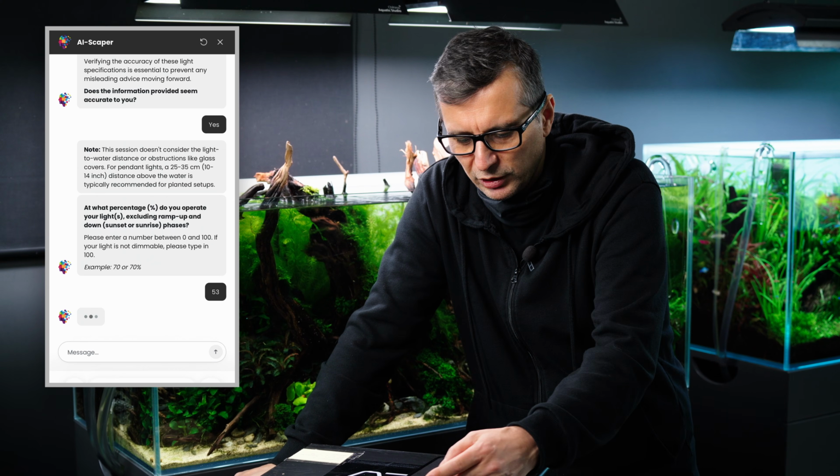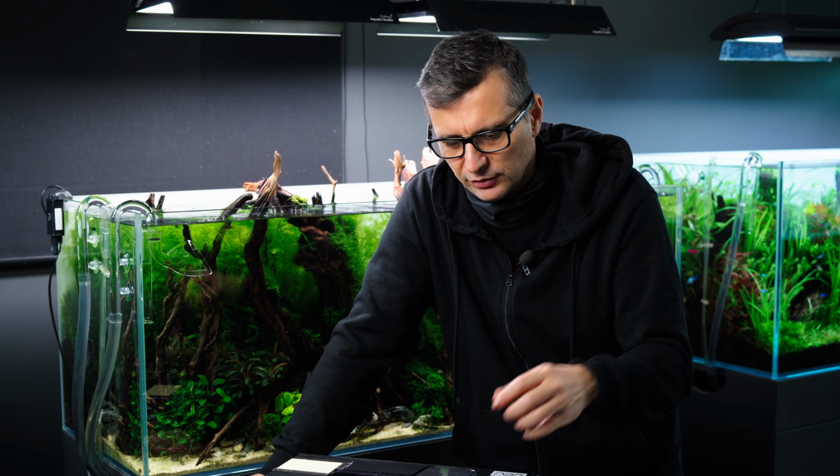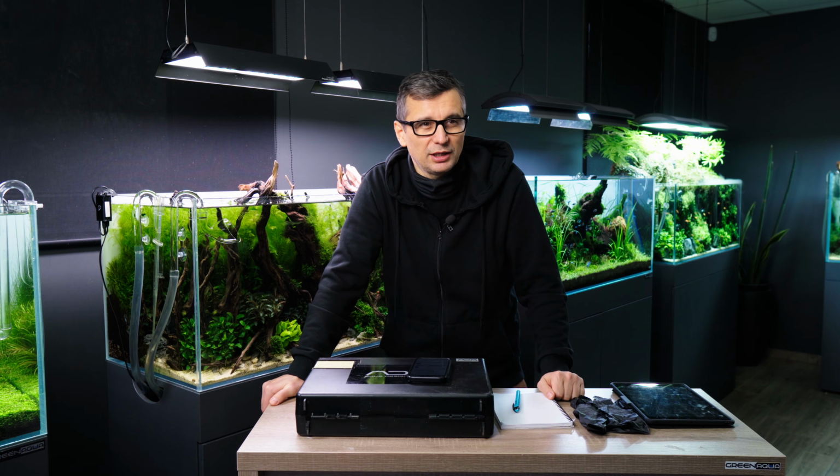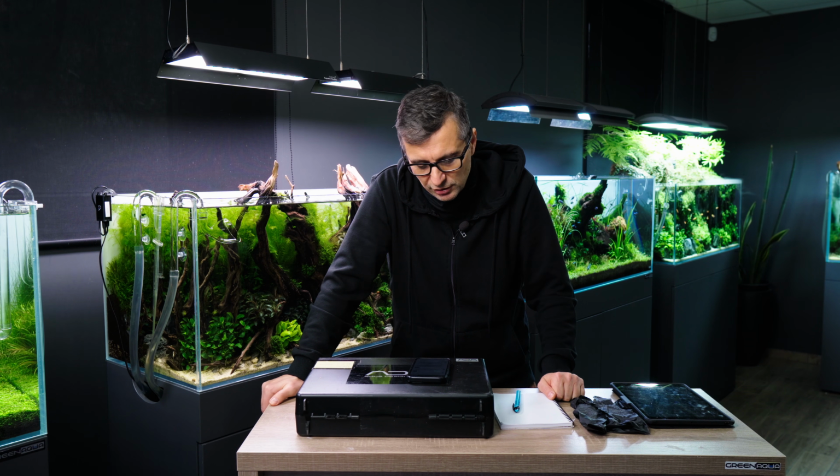It's asking me whether we have CO2 injection. Yes, we do. We use a reactor underneath the right side filter. This is a question that is needed to calculate the light intensity relative to the CO2 levels in this aquarium.